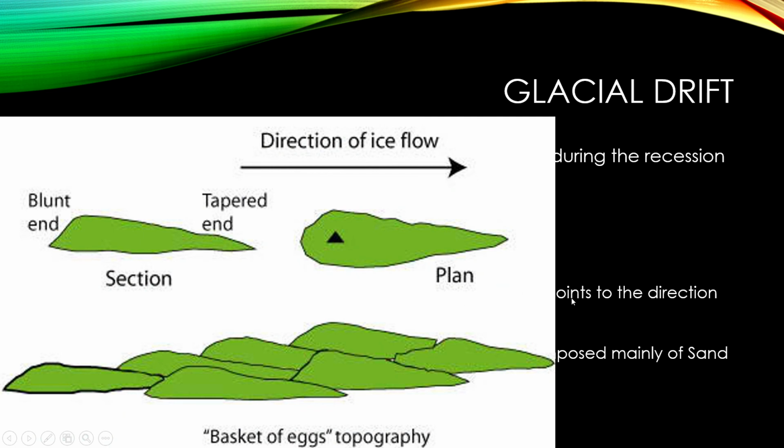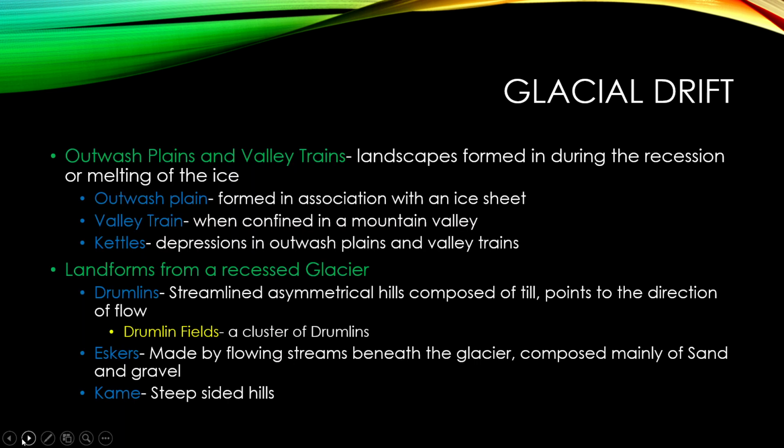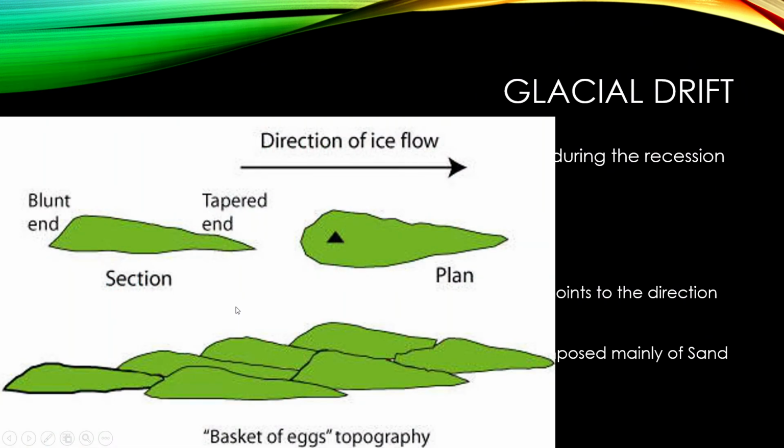So this is the drumlin. You have the stoss side and the lee side. The tapered end points in the direction of the flow.